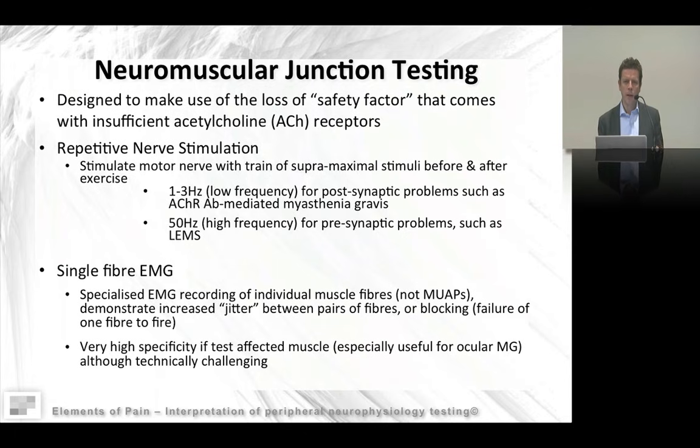Single fibre EMG is a completely different technique, usually looking at the irritability or variability in the time it takes for one muscle fibre to fire relative to another within a motor unit. Normally these should be fairly linked together within a single motor unit. They are designed to fire together. But if there's a problem with neuromuscular transmission, there'll be a variability in this. The variability is what we call jitter, and that's what we look for on testing.